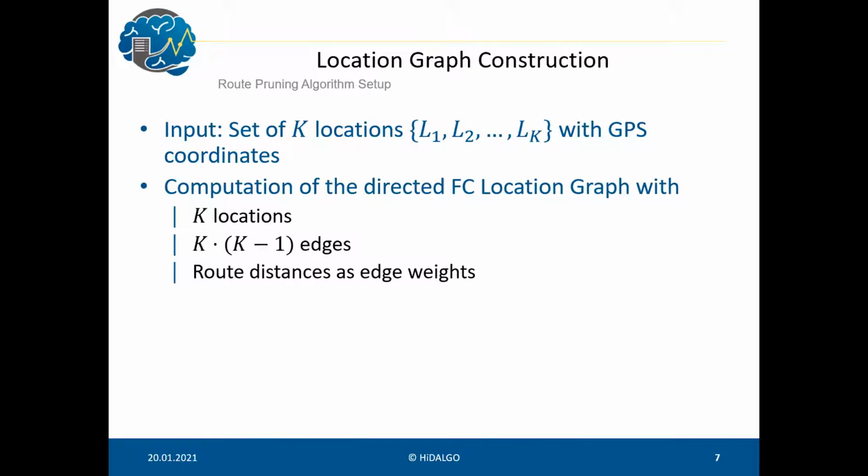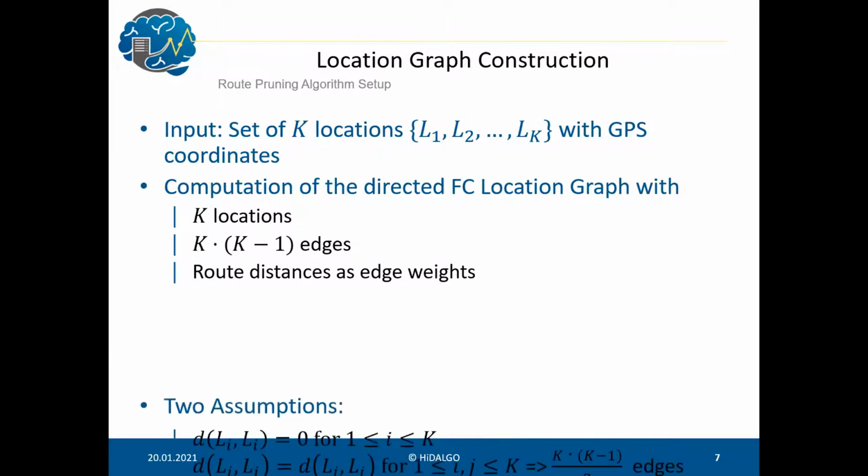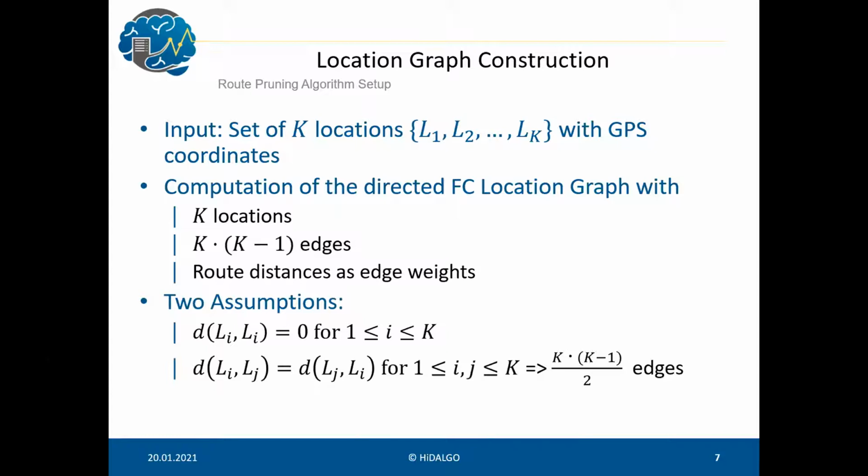At this point, we are making 2 assumptions to simplify our approach. The first assumption is that the distance between a location and itself is equal to 0. The second assumption is that the distance between one location and another location is independent of the driving direction, such that we now basically have an undirected, fully connected location graph. Our approach would also work on a directed graph, but with the undirected graph, we are speeding up the approach and basically just simplifying it.